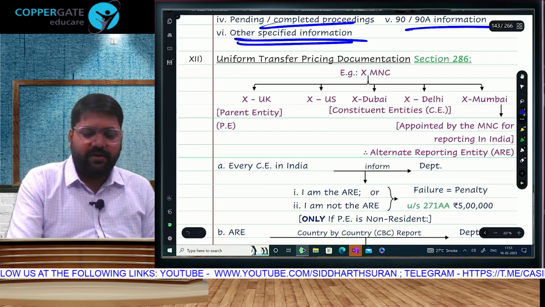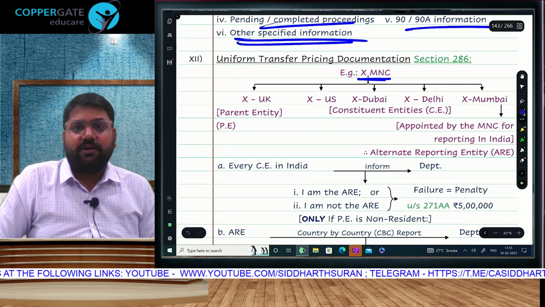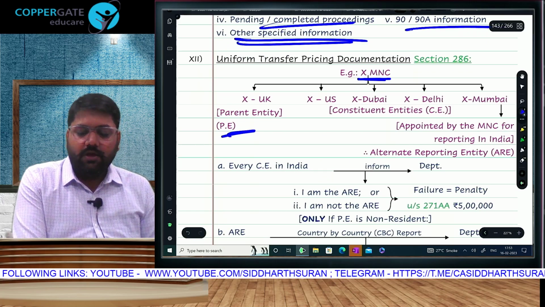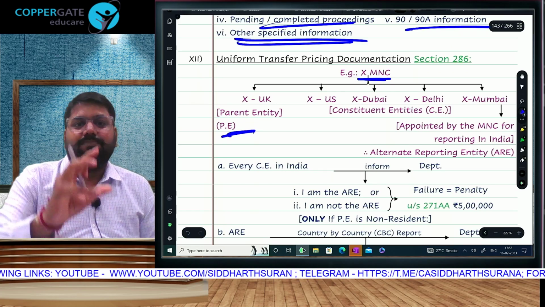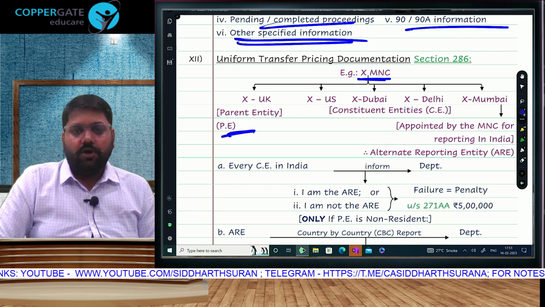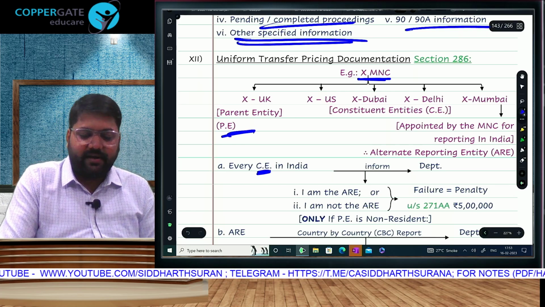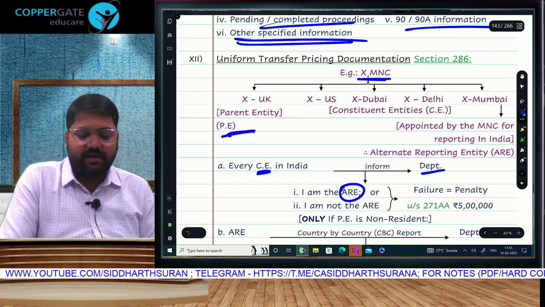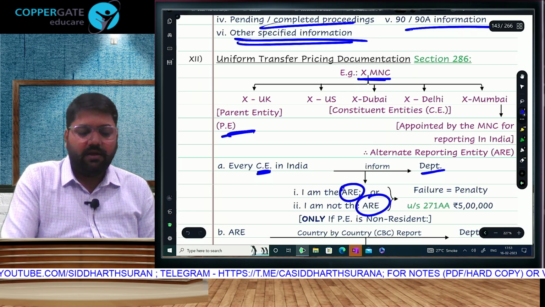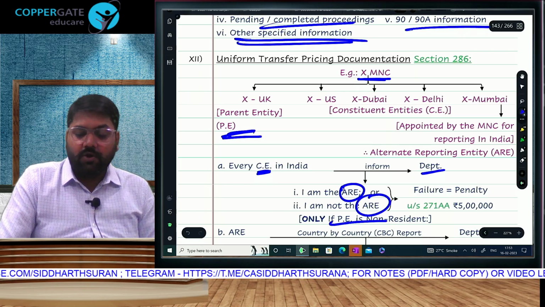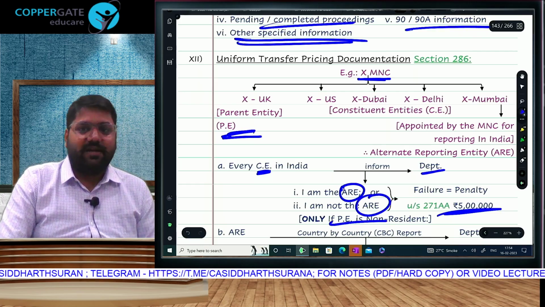Uniform transfer pricing documentation: if you have multiple constituent entities and your parent entity is a non-resident, then you can submit common transfer pricing documentation. First, every constituent entity in India will inform whether it is the alternate reporting entity or not the alternate reporting entity. Obviously, if the parent entity is a non-resident. Failure attracts a 5 lakh penalty.